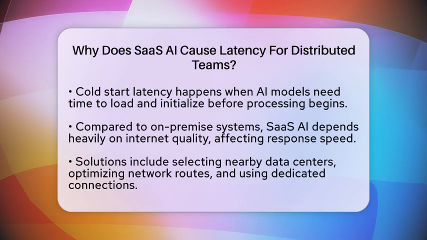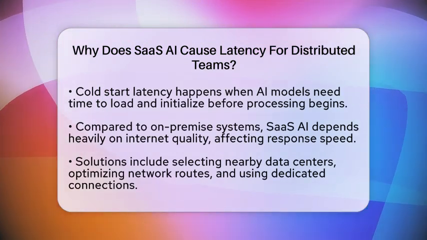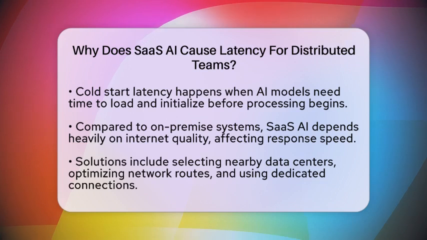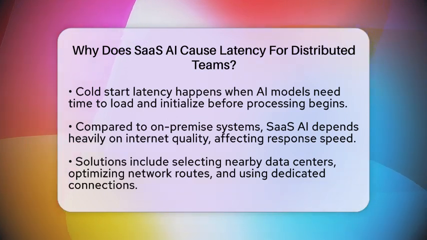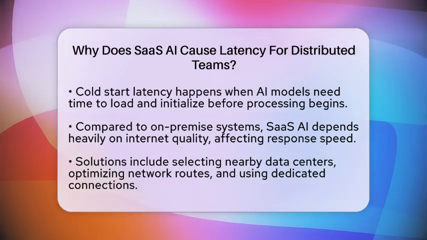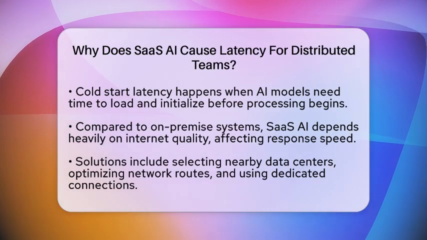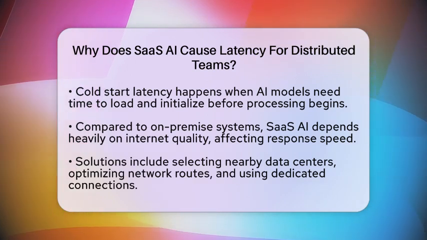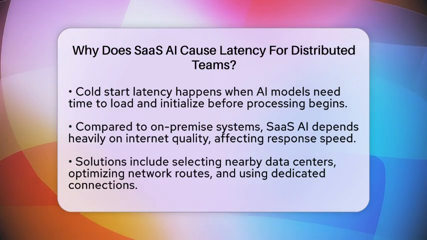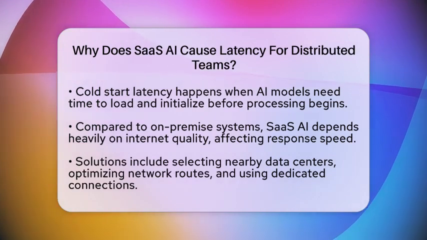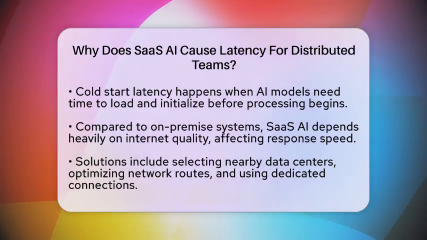Cloud infrastructure itself can introduce delays too. SaaS AI runs in virtualized environments where resources are shared among many users. This sharing can cause resource contention, meaning your AI task might wait for other processes to finish. Also, cloud systems often use network encapsulation techniques that add overhead, further increasing latency. Cold start latency is another issue. When AI models aren't running all the time, they need to load large files and initialize before they can process data. This startup time can add several seconds or more, especially with big models.